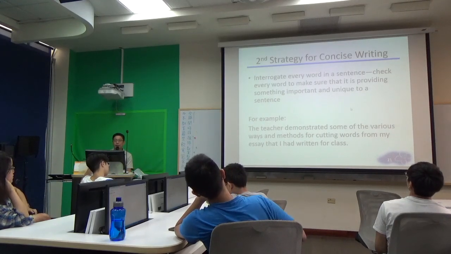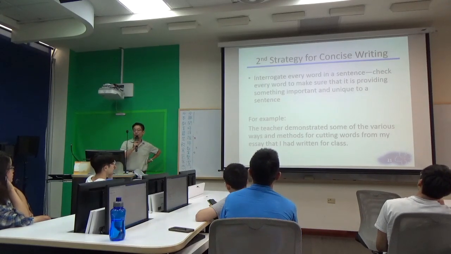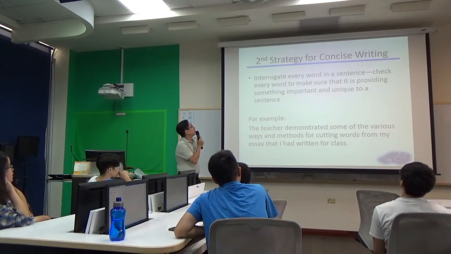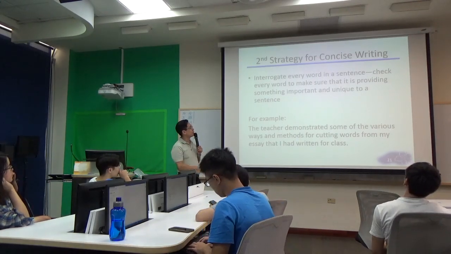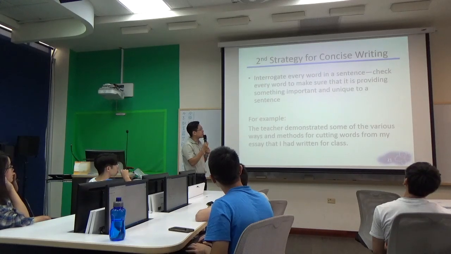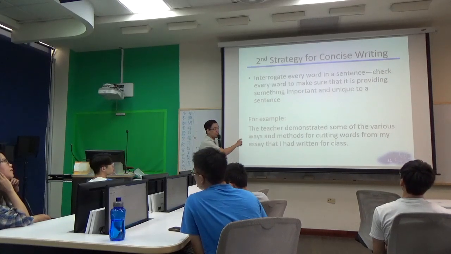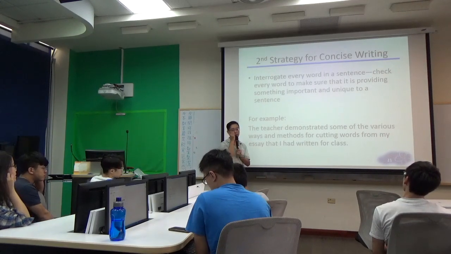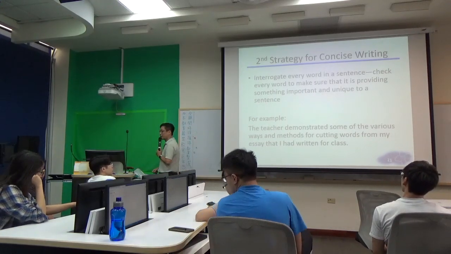Okay, so second strategy. Look at the rule. You will interrogate, you will ask about every word in a sentence. Check every word to make sure that it is providing something important and unique to the sentence. Every word needs new information. Don't put in something that is not important. Every word needs to earn its place.